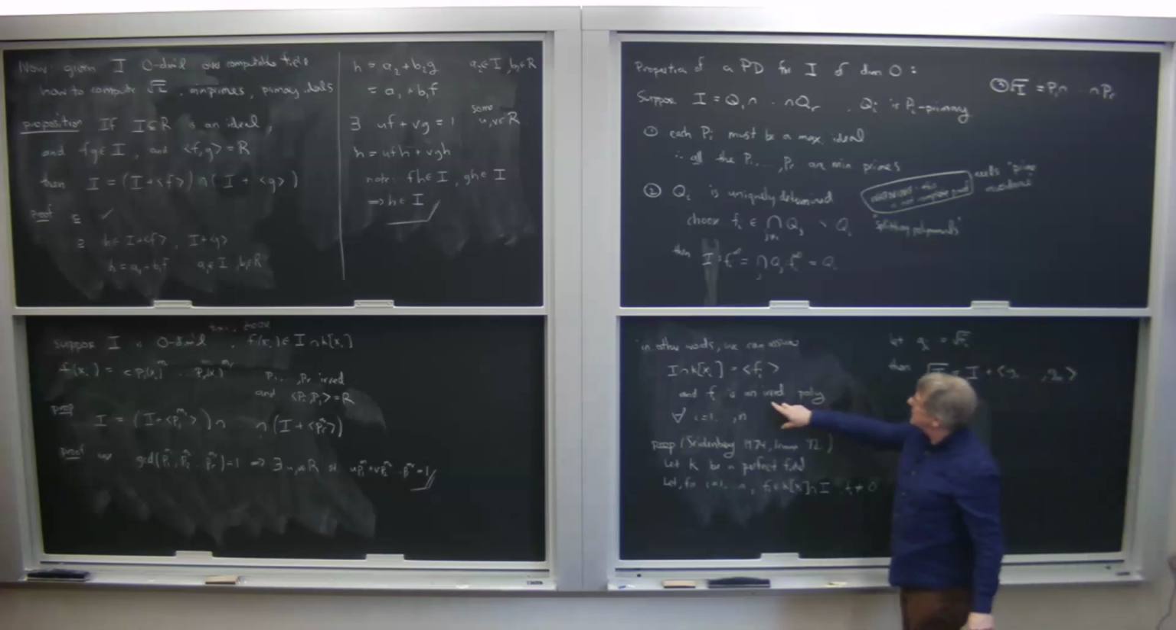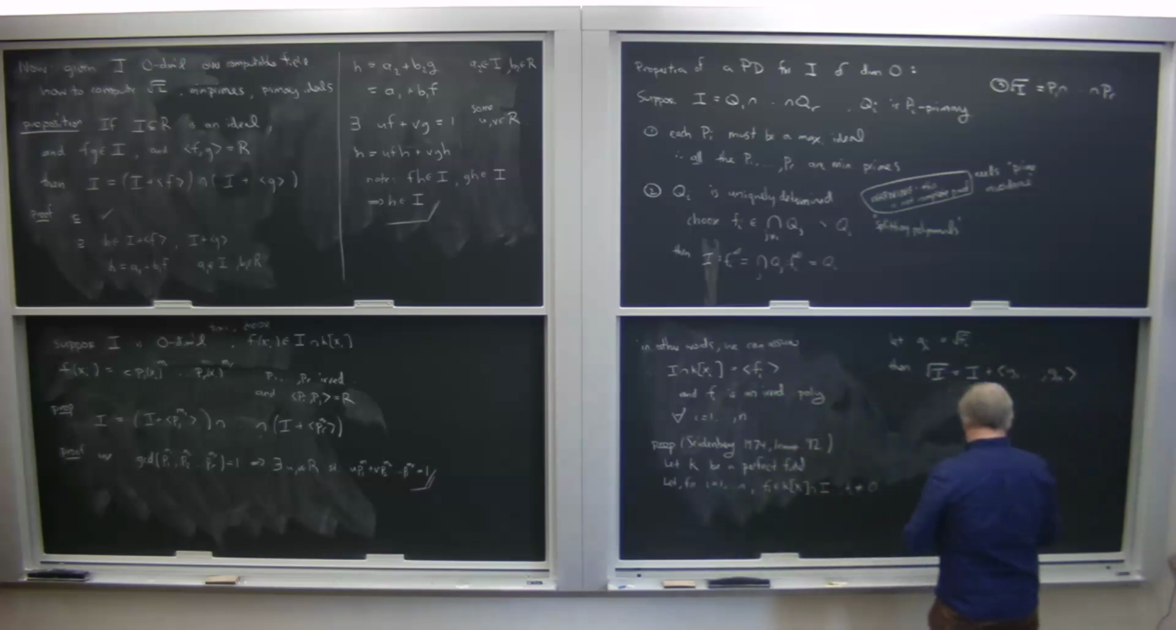By the way, what do you think? Suppose these are all irreducible polynomials. Does that make the ideal a prime ideal? That would be really cool if it did. By the way, this proof I'm going to leave as an exercise.